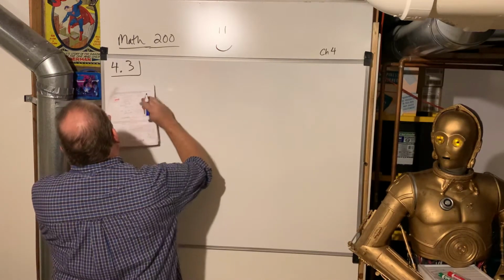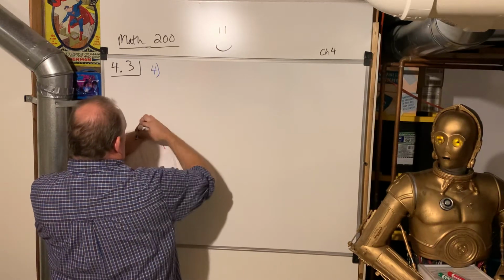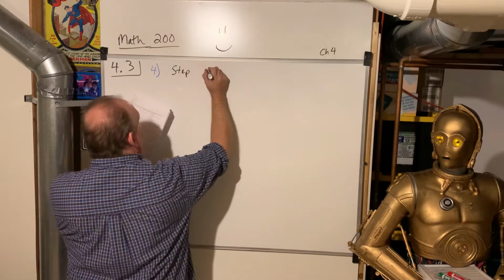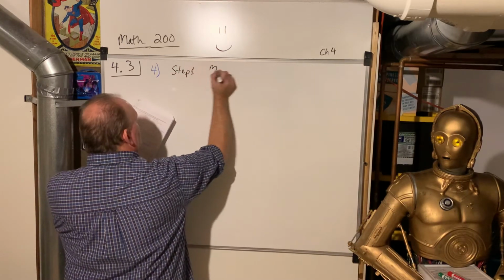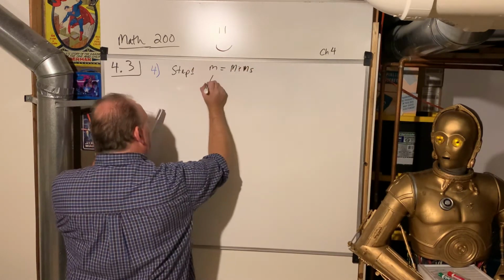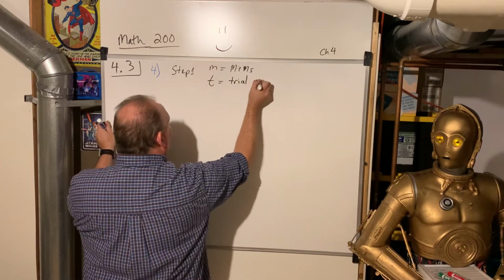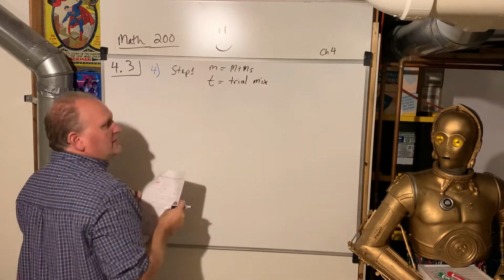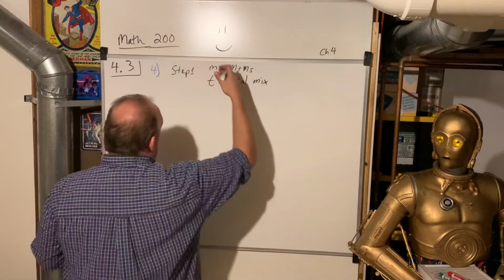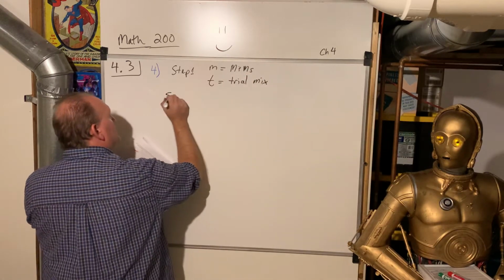So let's take a look at example 4. Step 1 here will be fancy. I'll say M is equal to M&Ms instead of using X, and T is equal to trail mix instead of using Y. If you want to use X and Y, I don't care. Just make sure you label them up on the top one so you remember which is which. This one now, it'll be obvious which one's M&Ms and which one's trail mix. All right, so step 2, get them set up.